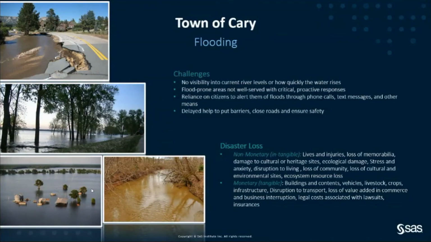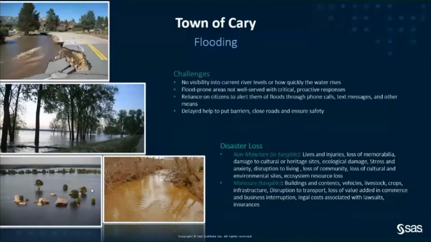Even after knowing that there is a problem, it was hard to provide help right away. The help was delayed, including putting up barriers or closing the roads to these areas to ensure the safety of other people. What we have seen is a huge loss, both monetary and non-monetary. It has taken many lives, and a lot of tangible damage has been seen.